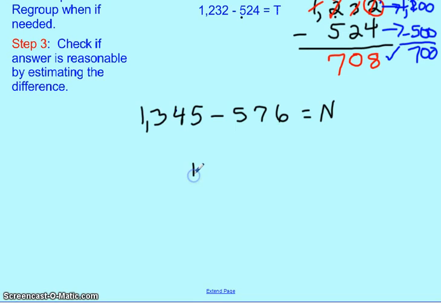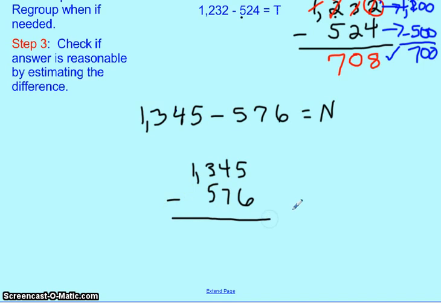Alright, so what should you do? The first step was to put these in the right place value and with the right numbers, of course. 1,345 minus 576. Okay. Alright, we'll draw a line. So first I start with the smallest place value. I have 5 ones. I'm trying to take 6 ones from it. Can I do that? No. Why? Because I'd only have 5. I can't give up 6 if I only have 5.